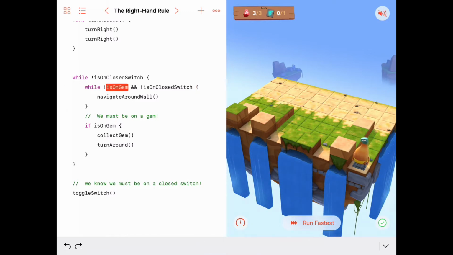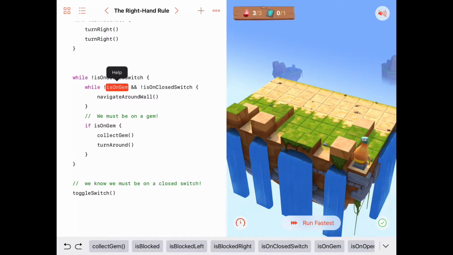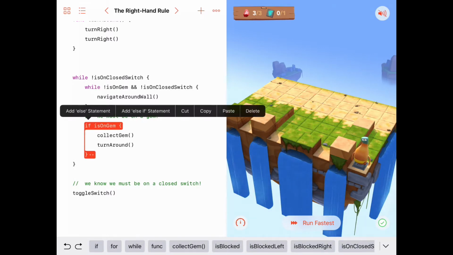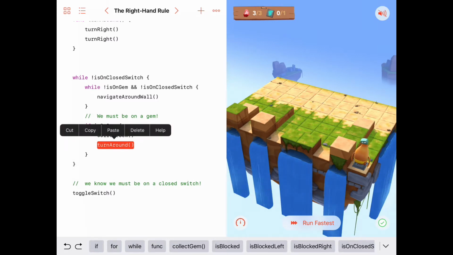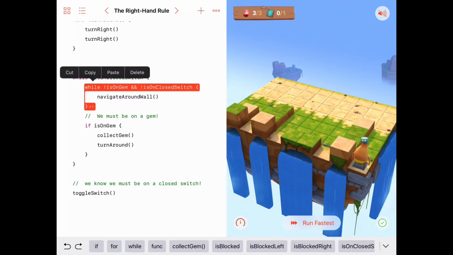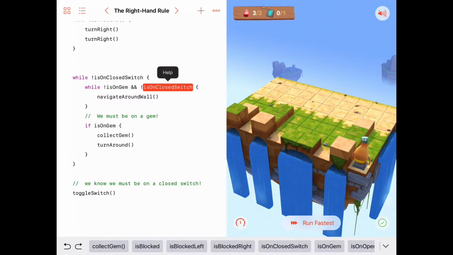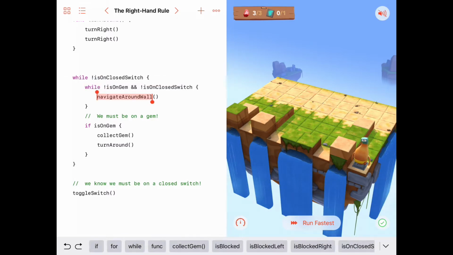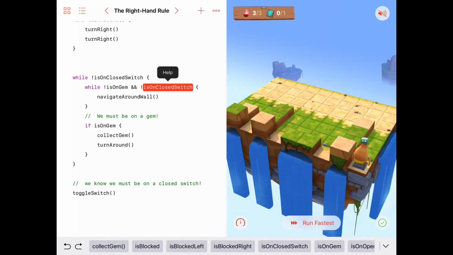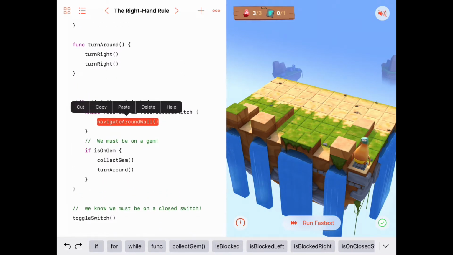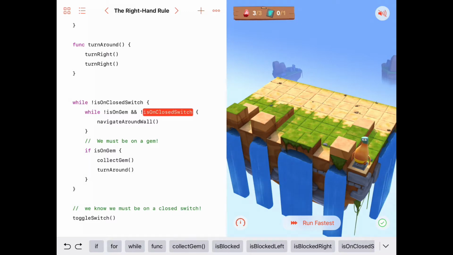Now, what happens when he is on a gem? Well, he's going to come down here and ask if he's on a gem, then collect the gem and turn around. And we know that works fine. Now, what happens if he is on a closed switch? Well, "is on a closed switch" will be true. This "not is on a closed switch" will be false. And since both of these terms, not on a gem and not on a closed switch, need to be true in order for him to keep navigating around the wall, they won't both be true because he will be on a closed switch. So he'll stop doing this while loop.